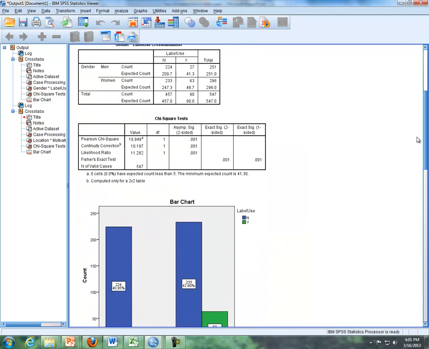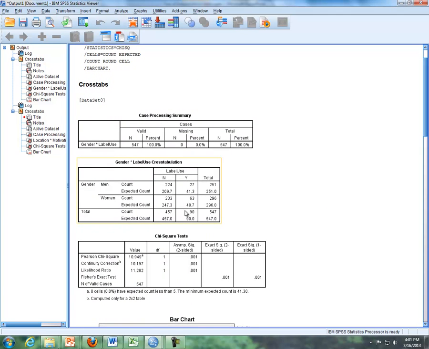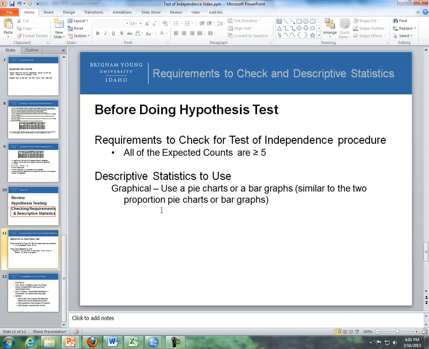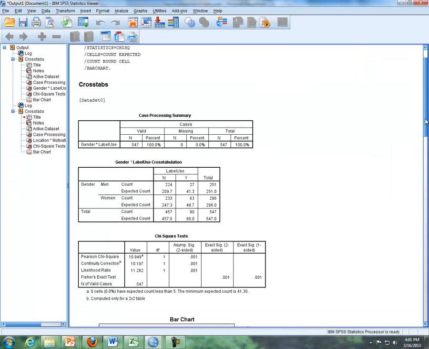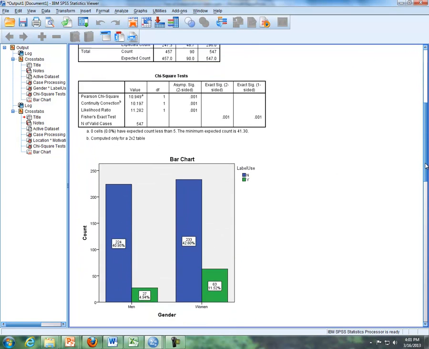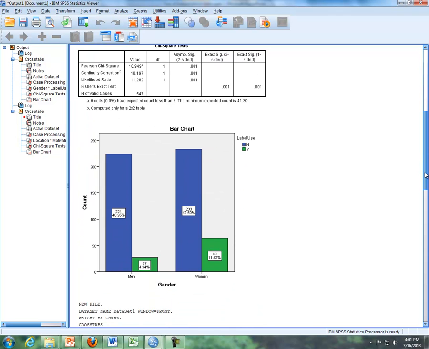Also, in the previous example that we did with gender versus label use, the expected counts are up here. It looks like the requirements are met. Okay. So then the descriptive statistics, you can either do pie charts or bar graphs, and it's similar to doing two proportion pie charts or bar graphs. And what I have here is I have a couple of bar charts. This is from the gender versus label usage.